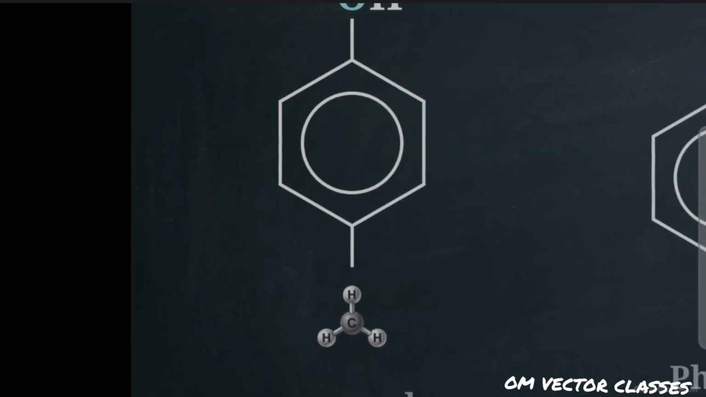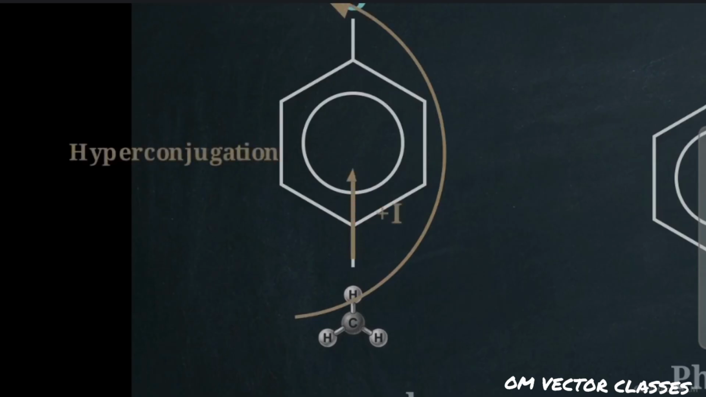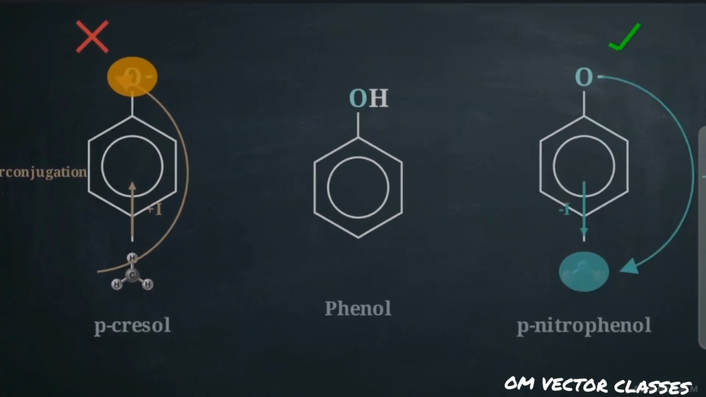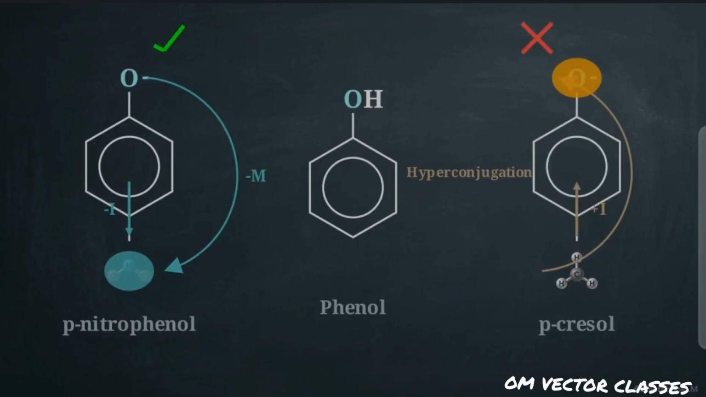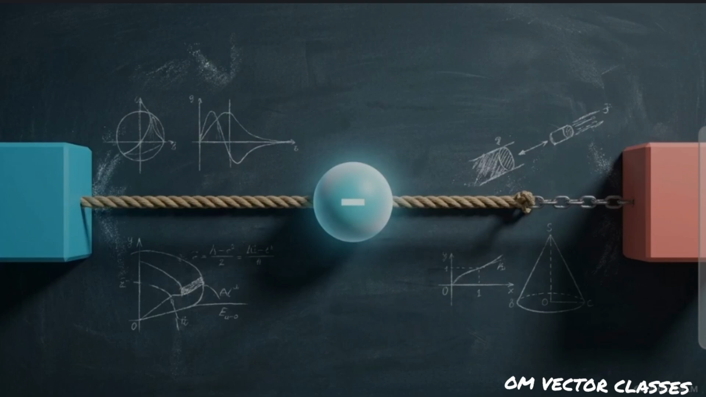In p-cresol, the attached methyl group exerts the opposite force. Through a positive inductive effect and hyperconjugation, it pumps electron density back into the benzene ring. This influx of electrons actively works against the oxygen, crowding it with density and destabilizing the anion. This makes p-cresol a weaker acid than pure phenol. Substituent groups act as a mathematical tug-of-war over electron density. The victor dictates the molecule's ultimate survival.